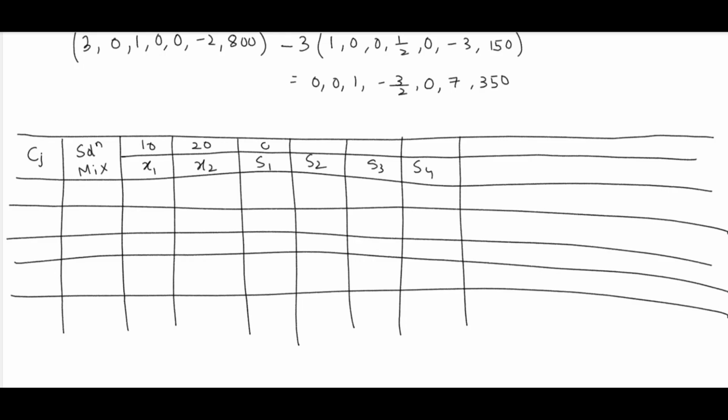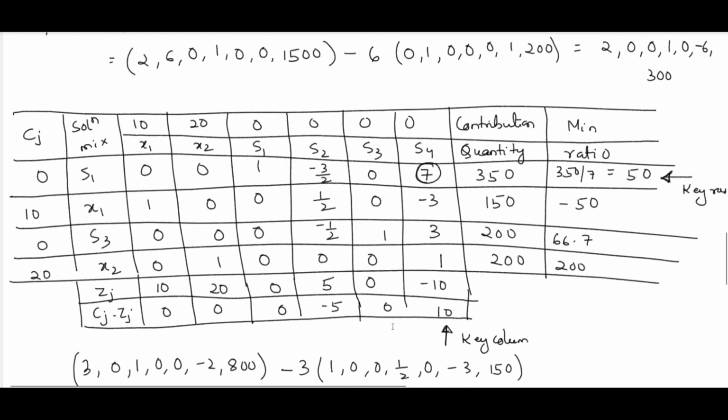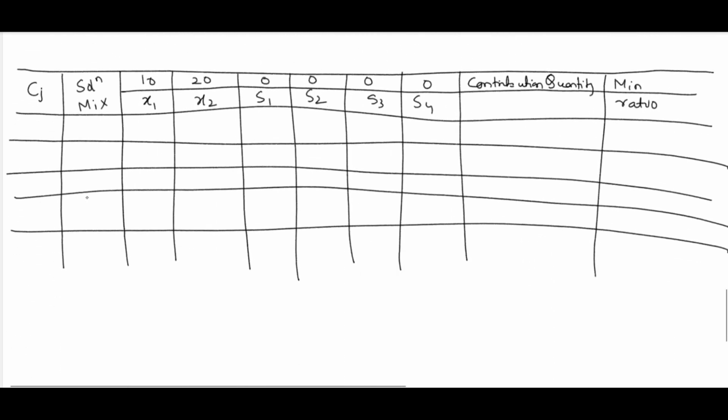10, 20, 0, 0, 0, 0. Next is the contribution quantity. And then is the minimum ratio. So now first we will replace: S4 is the incoming element, so instead of S1 it will be S4. S4 is the incoming element, its coefficient is 0.